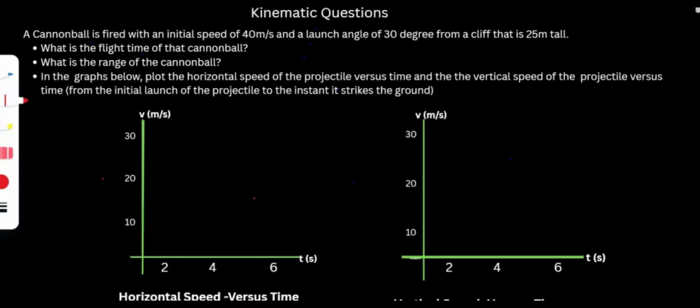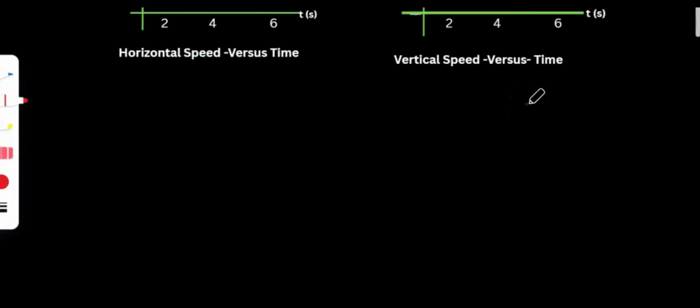Now this question says, a cannonball is fired with an initial speed of 40 meters per second and is launched at an angle of 30 degrees from a cliff 25 meters high. The first question says, what is the flight time of the cannonball? Now we're looking for the time spent to fly. So let's put that together.